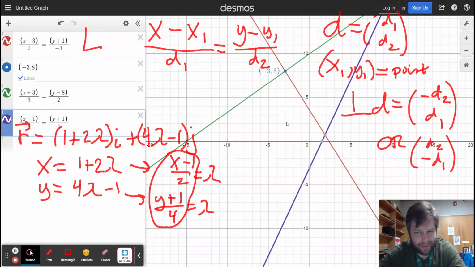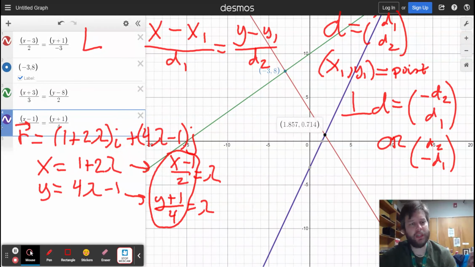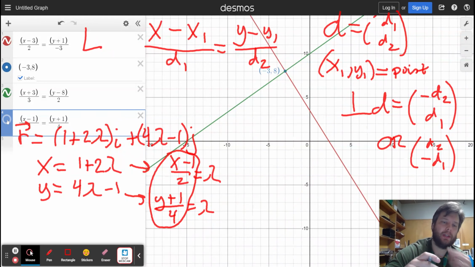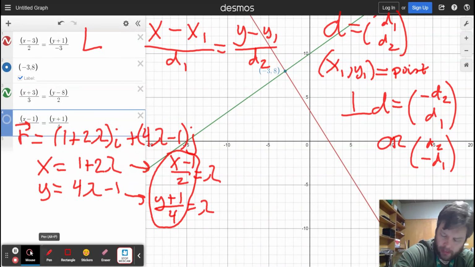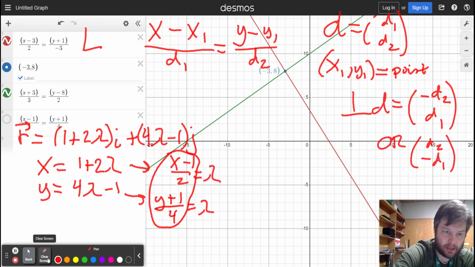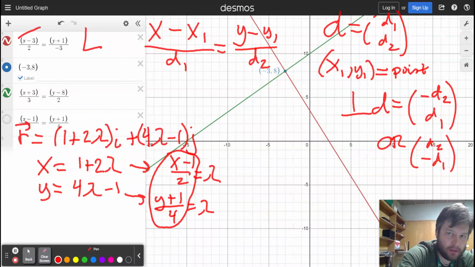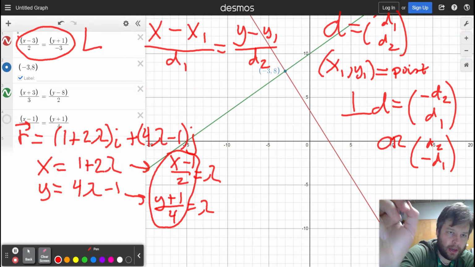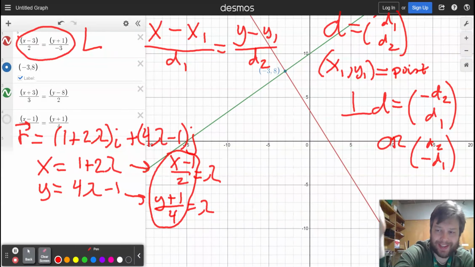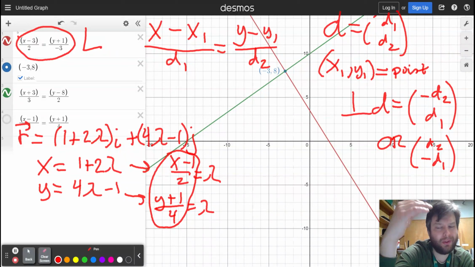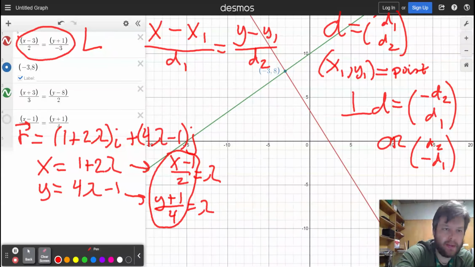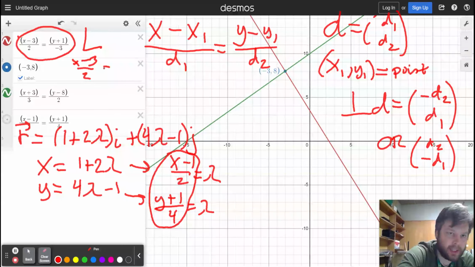But how would I find this point of intersection without using Desmos? So that's the question there. I'm going to pretend I don't have this tool here, and backtrack a little bit more. What I know with line L is that I can undo this process in terms of any parameter. I like to use t. The book likes to use lambda, likes to use mu. So what I know is that (x minus 3) over 2 is equal to t.